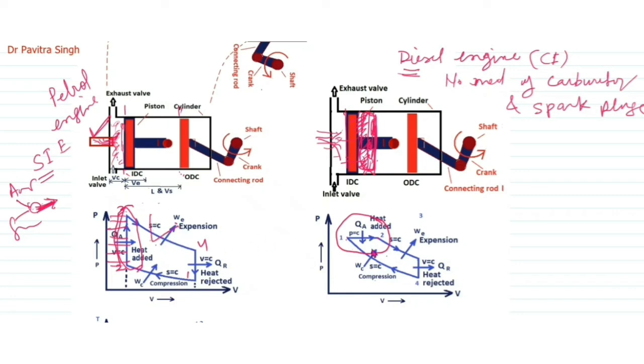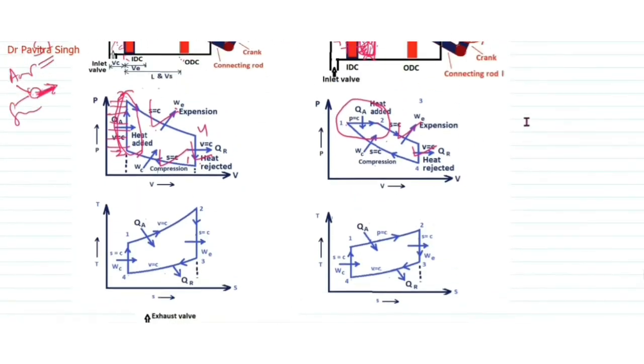Adiabatic expansion, heat rejection at constant volume, compression at constant entropy, meaning adiabatic compression. This is also adiabatic compression. So this was the basic difference between the SI and CI engine, and this is also the TS diagram for these two engines.